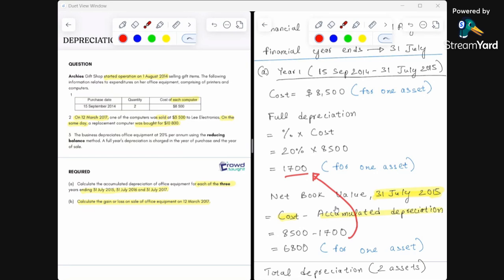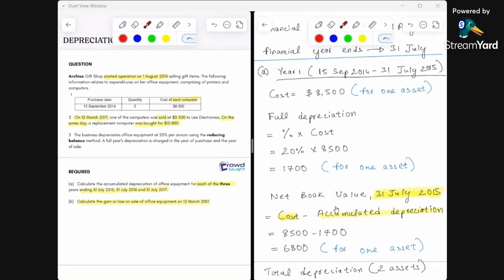And the original cost, as you know, for one of these assets is 8,500. So the net book value is calculated as the difference between 8,500 and 1,700, which is 6,800. All right, and that's obviously valid for one asset because all these calculations were done for one asset only.